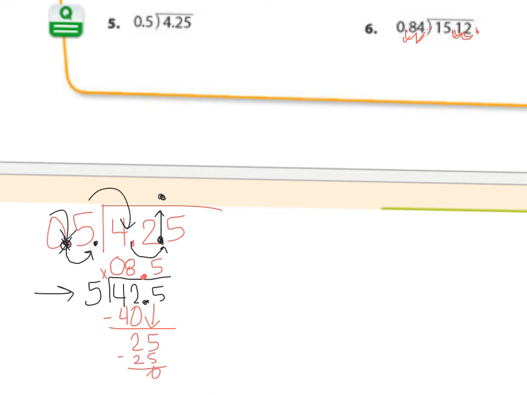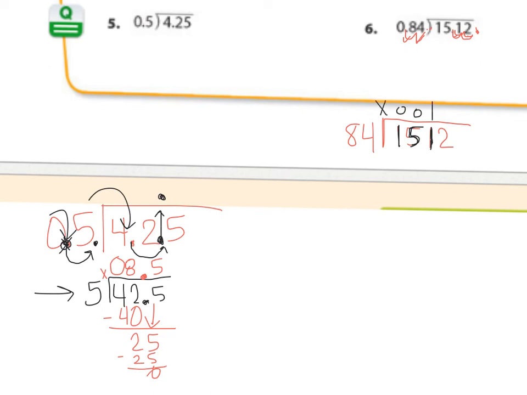So now I have 84 divided into 1,512. Okay, so let's work it. Does 8 go into 1? No, it does not. Does 8 go into 15? No, it does not. Does 84 go into, I think I said 8. Does 84 go into 151? Why, yes, it does. It goes in 1 time.